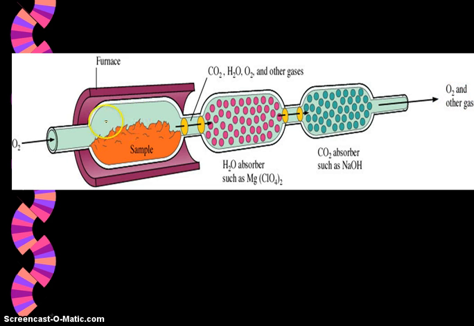So we know what the mass of the original sample is that we combusted. We can determine the mass of the water that was produced here and the mass of the carbon dioxide that was produced here. And that information is going to enable us to calculate the empirical formula for a compound.